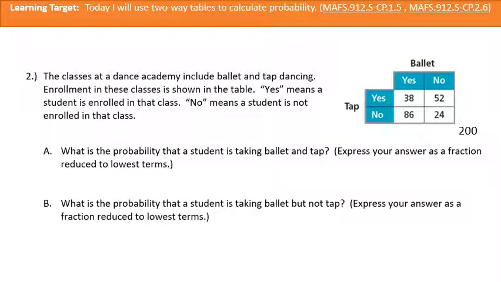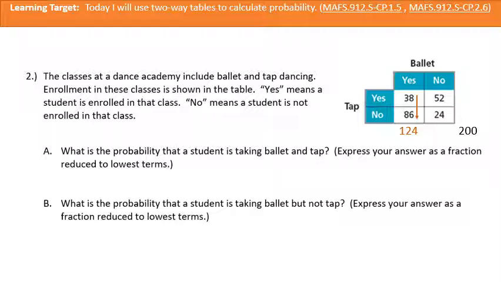All right, number 2 says the classes at a dance academy include ballet and tap dancing. Enrollment in these classes is shown in the table. Yes means the student is enrolled in that class, and no means the student is not enrolled in that class. All right, so again, right off the bat, the first thing I'm going to do is figure out how many total people I have there. All right, so let's start doing this. If I add straight down the yeses, 38 plus 86, that's 124.